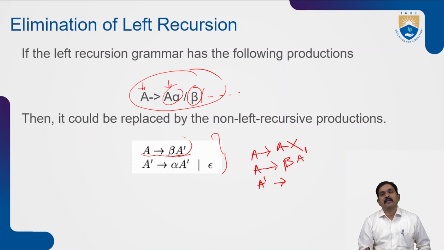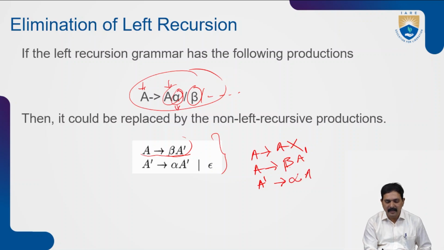Here you are attempting only beta and alpha values. You cannot attempt the capital A. If you attempt the capital A, you face the same problem again, that is the left recursion. That's why A dash is nothing but: after A, where some part alpha is there, you make a substitution of alpha and also A dash.